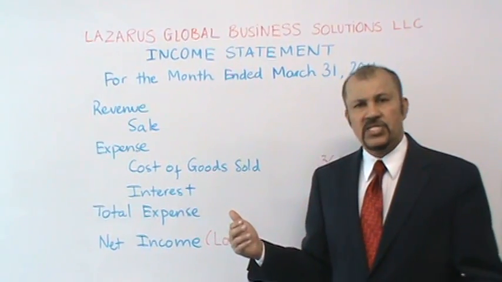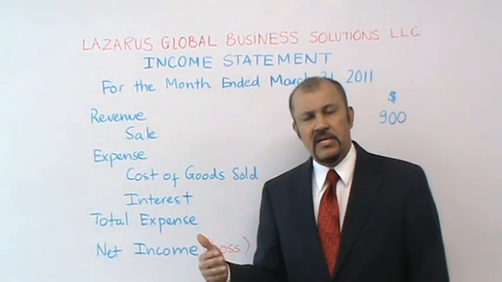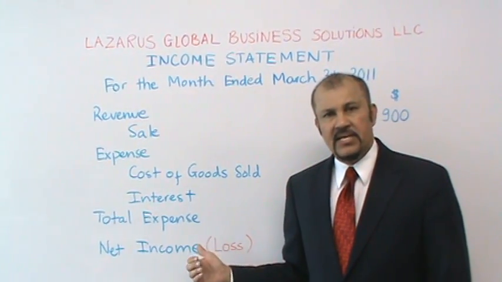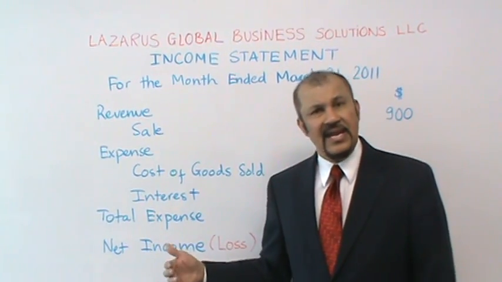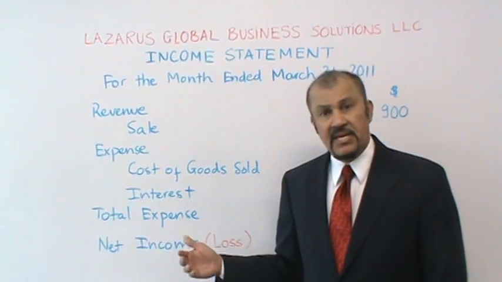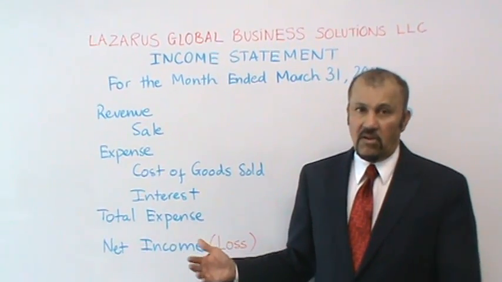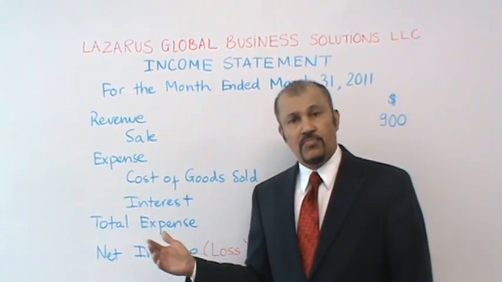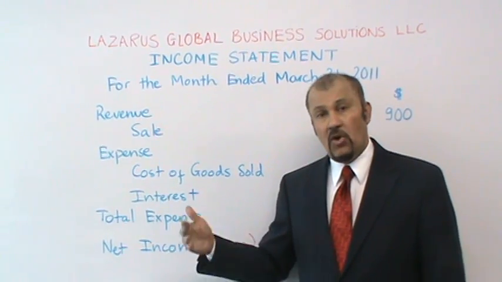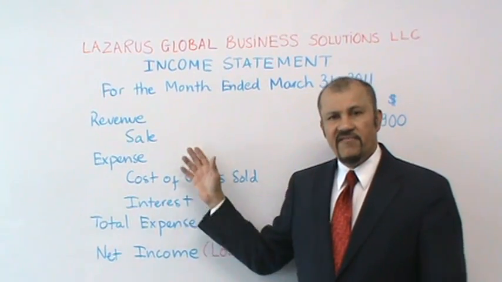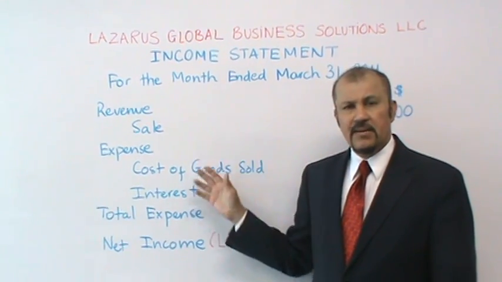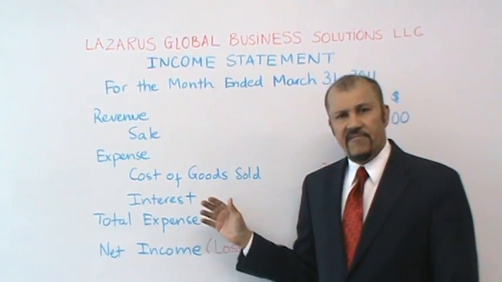So if somebody asked me, is my company profitable? I would look at my income statement and see if I have a net income or net loss. If I have a net income, I will say, yes, my company is profitable. If I have a net loss, I'll say, no, my company at this point is not profitable, although I hope things will change in the future. So that gives you a quick overview of the income statement with a sample format.